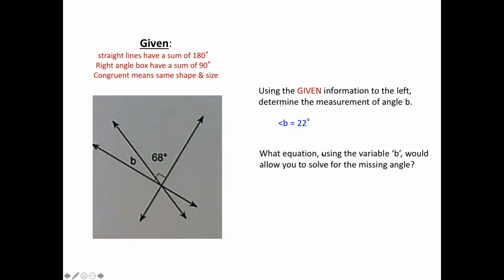So what equation will we use? They have a sum of 90 degrees, so I'm just going to add B and 68 to equal 90. Then we would use the subtraction property of equality, subtract 68 from both sides, and that would give us 22. If you haven't already copied it down, pause your computer and copy it down.